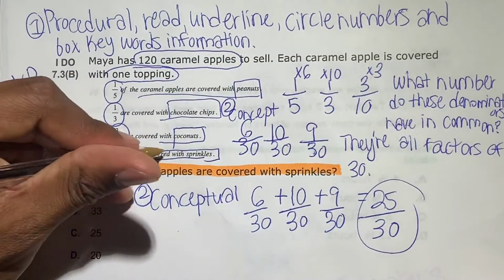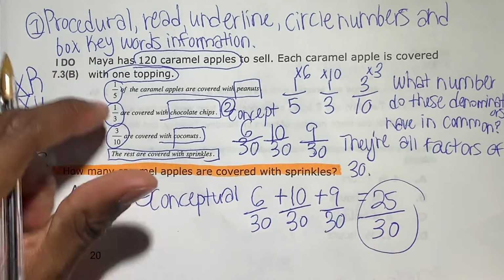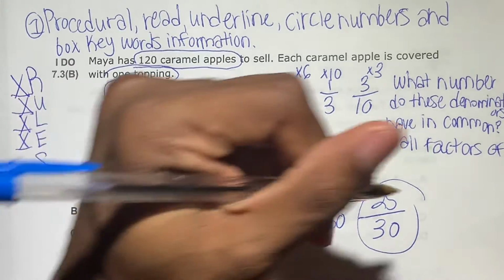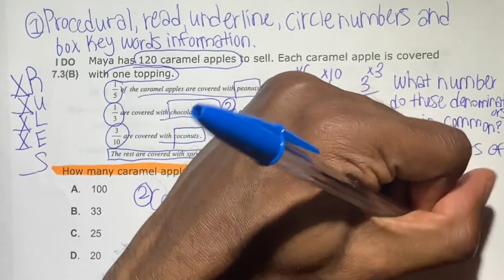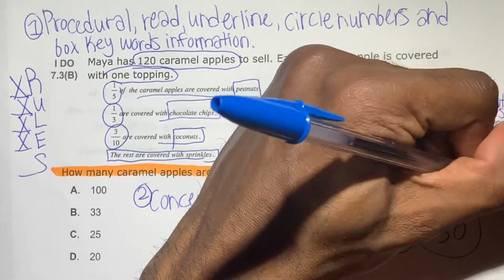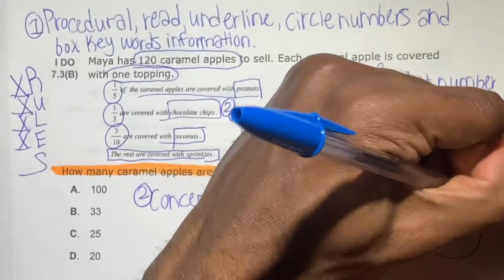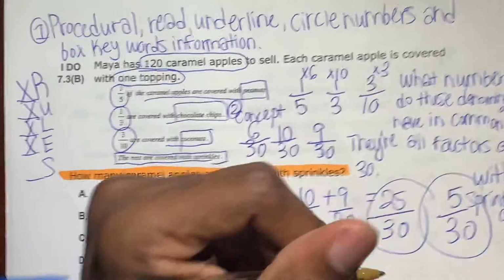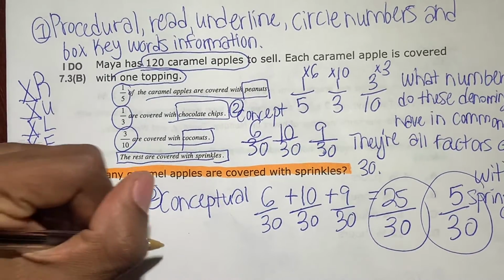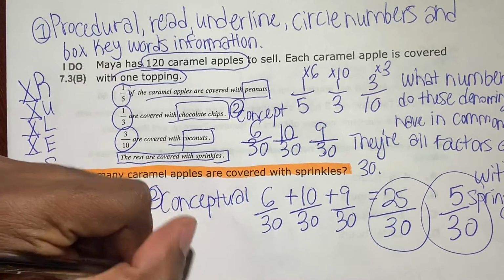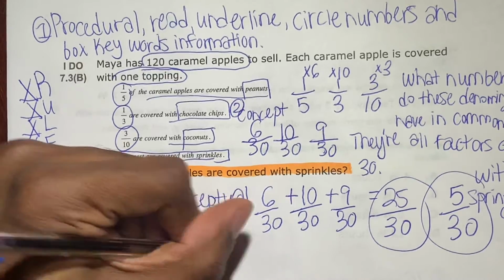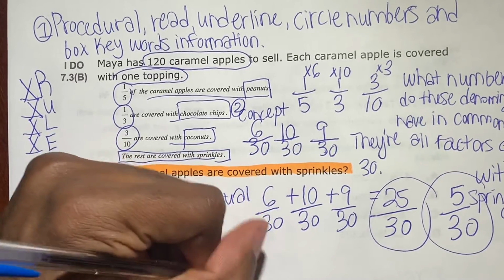Now, it says the rest are covered with sprinkles. So if 25 out of 30 are covered with either peanuts, chocolate chips, or coconuts, the ones that are covered with sprinkles would only leave 5 over 30 remaining. All right? With sprinkles. So now we have 5 over 30. This will be simplified by dividing by 5, which gives us 1 over 6, all right?